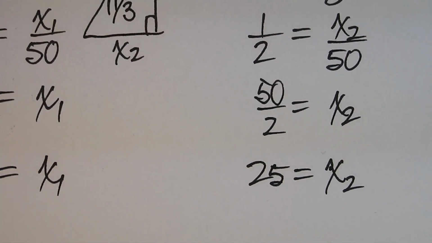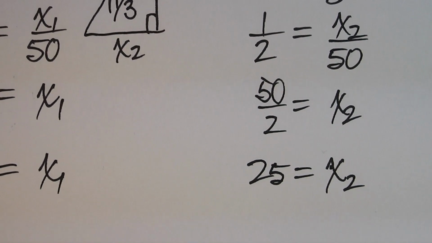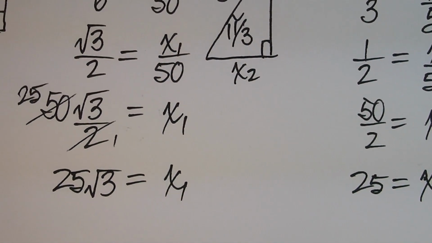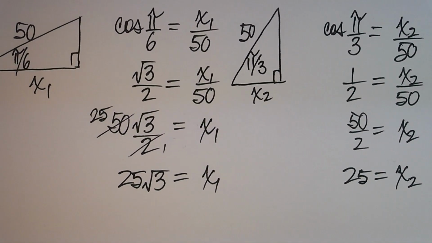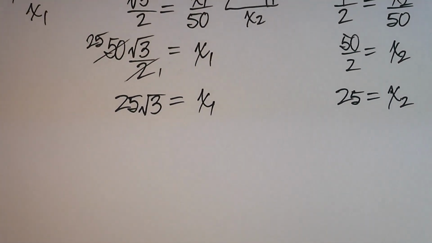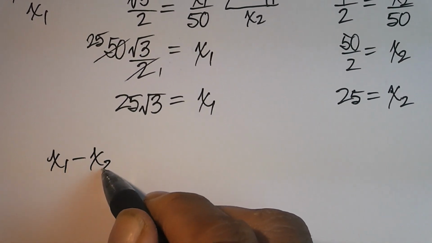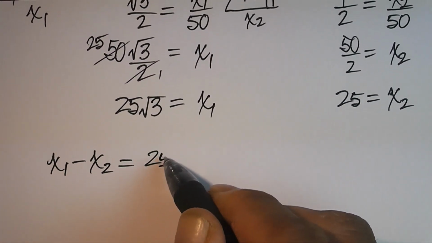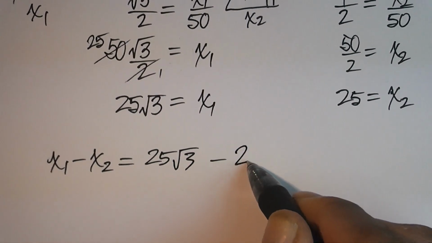So the question said find an exact expression. So that's why we were looking for x1 and x2. And at this point what we've done is we found values for x1, we found values for x2. So now what we can do is answer the question. So x1 minus x2 is equal to 25 radical 3 minus 25.